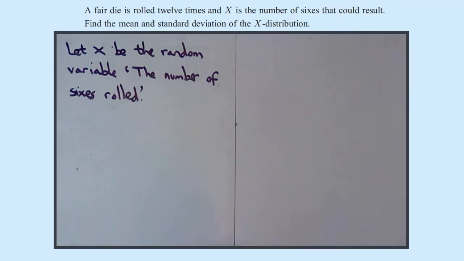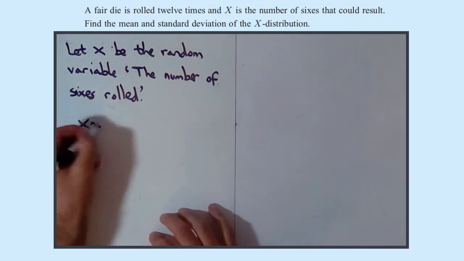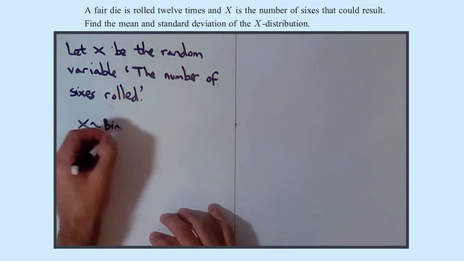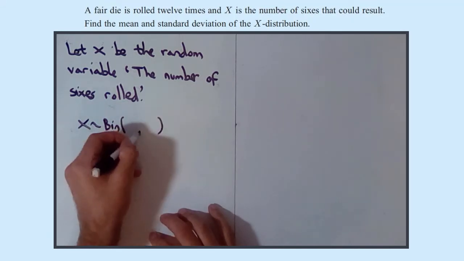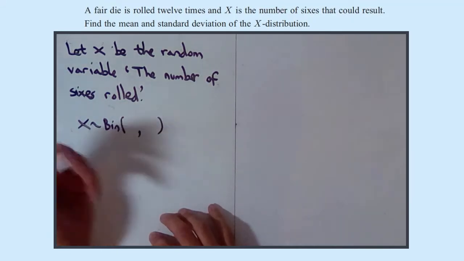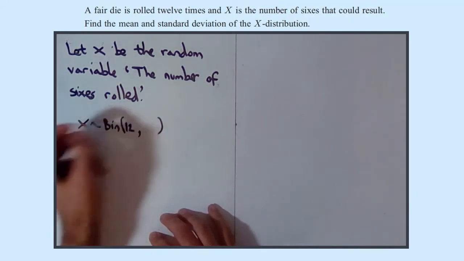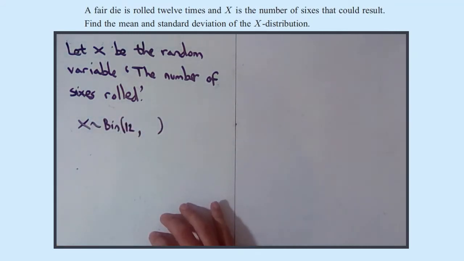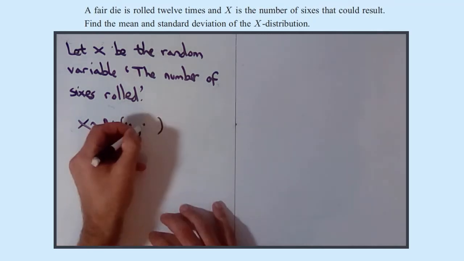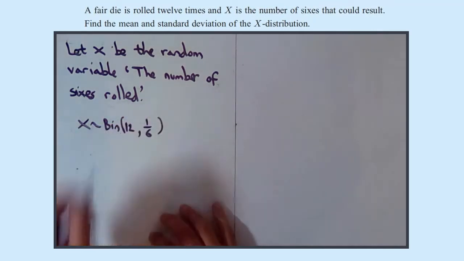Okay, so now we need to say, how is x distributed? Well, x, I've just said, is binomial, so you can write Bin. I will write Bin, you can write B if you like. Then we need the number of trials, n, which is the 12 times we roll it, and then the probability, p, which is the probability of rolling a 6. In theory, it must be 1/6.